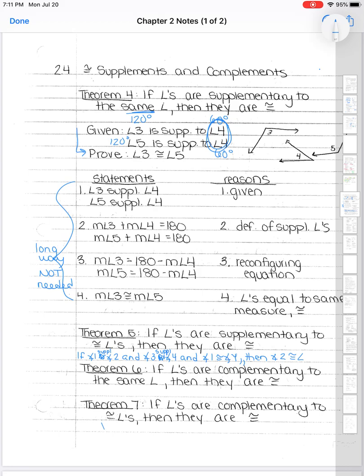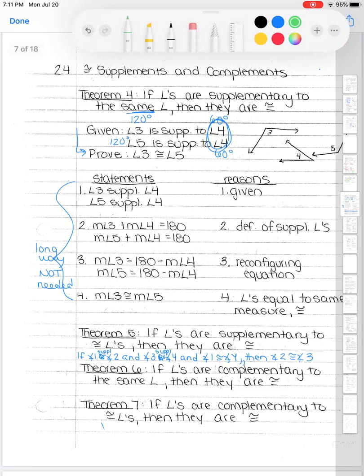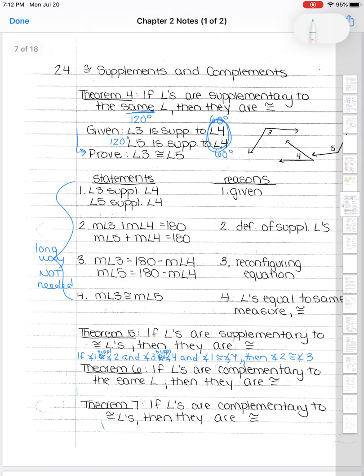So angle 1 is supplementary to angle 2, angle 3 is supplementary to angle 4, and angle 1 is congruent to angle 4. Well, if that's the case, then you have two angles, 2 and 3, that are supplementary to congruent angles because 1 and 4 are congruent. Therefore, 2 and 3 need to be congruent to each other. And the 6 and 7 is the same thing, it's just for complementary. So it says if angles are complementary to the same angle, then they're congruent.